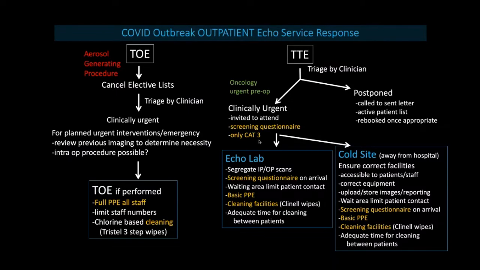Then the other key thing to think about on the outpatient setting is where you do these scans. Now, you want to do it in a green area, so only category 3 patients will come to the echo lab or to another site. But what we've tried to do is, rather than bringing them to a hospital site, we've moved them all to a cold site. So we're lucky enough to have community sites, and we're using those as our green sites for our category 3 urgent outpatients.